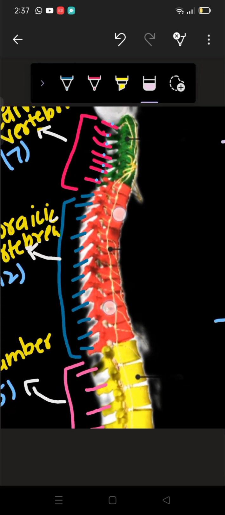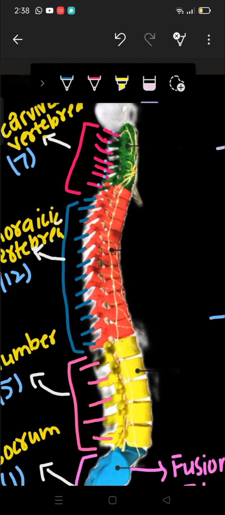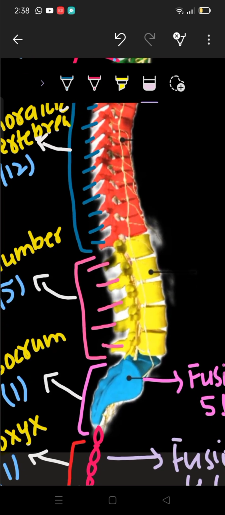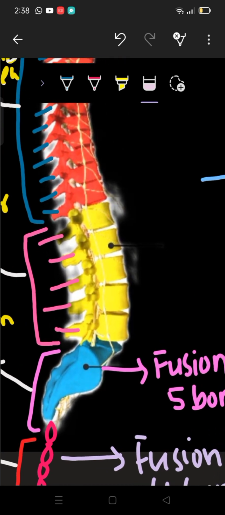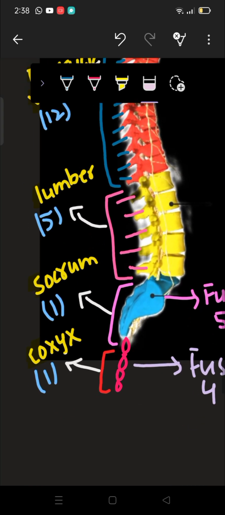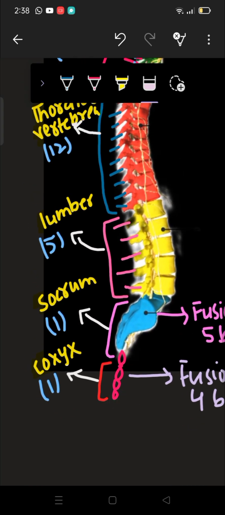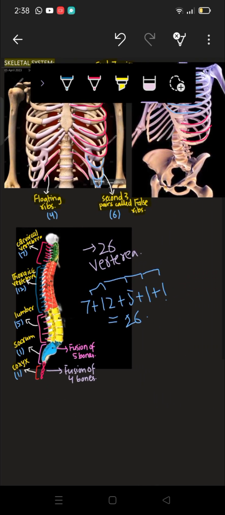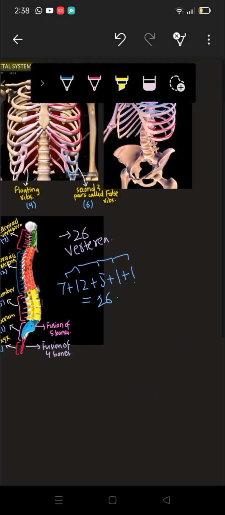So thoracic vertebrae range is T1 to T12, which includes T1, T2, T3, T4, T5, T6, T7, T8, T10, T11 and T12, as we have 12 thoracic vertebrae. Then we have lumbars, which is written as L1, L2, L3, L4, L5. Then we have sacrum, which is 1, and coccyx is also 1. So this was the structure of vertebral column.